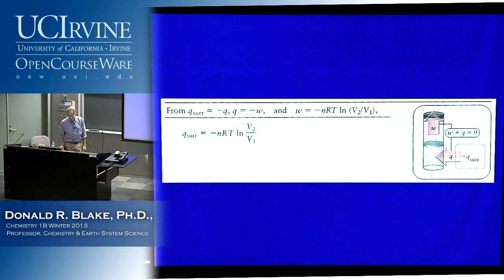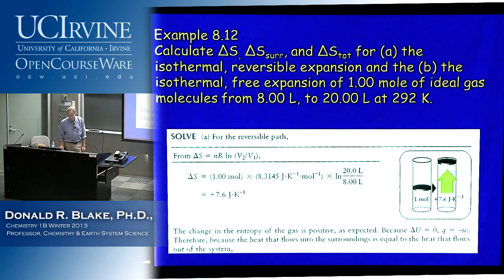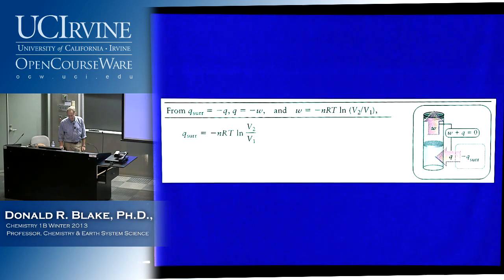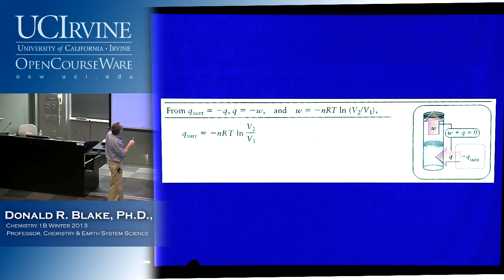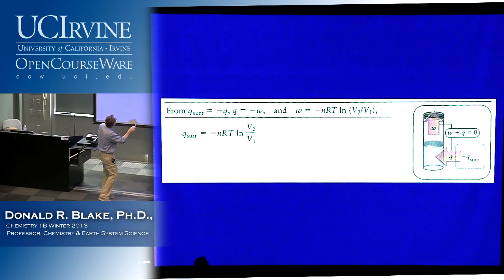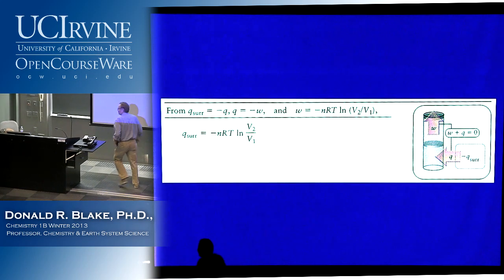When it's not, we do this. We've got that Q is equal, remember that this was the work, right? Work was equal to, remember, the minus nRT log V2 over V1. Q surroundings is equal to the negative Q of this, so that's why we're using this work function right here to figure out the heat.